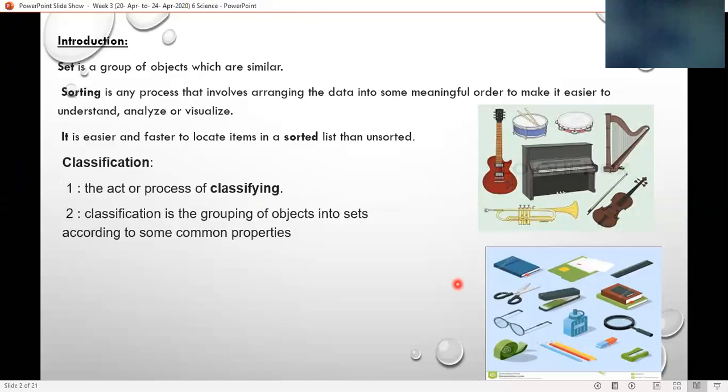For example, there is a class of animals and a class of fish. All the fishes are going to be in one class and all the animals are going to be in another class, because all animals have the common thing that they have four legs and all fishes have the common thing that they can swim. Okay. So classification is basically grouping objects in sets according to their common properties.